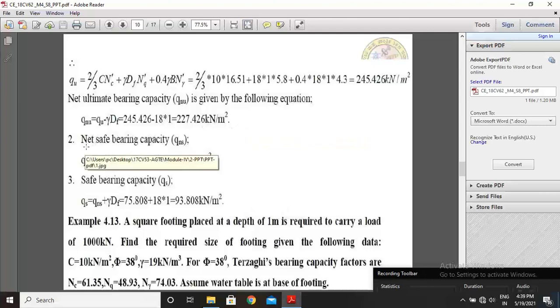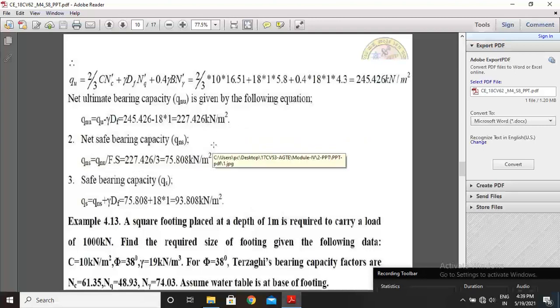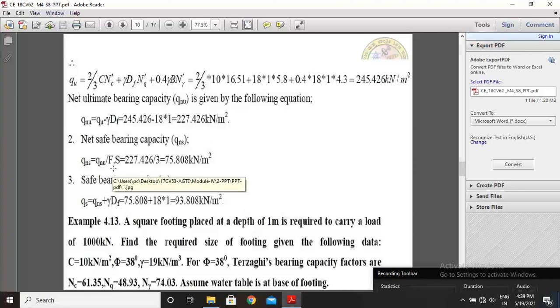Then you calculate net safe bearing capacity. QNS is given by the equation net ultimate bearing capacity divided by factor of safety. Now substitute the values in this equation. QNU is 227.426 divided by factor of safety is 3. So we are getting 75.808 kilonewton per meter square. This is the net safe bearing capacity.